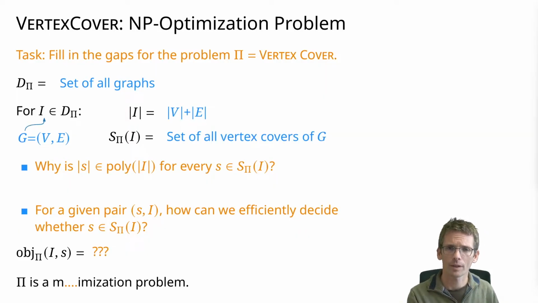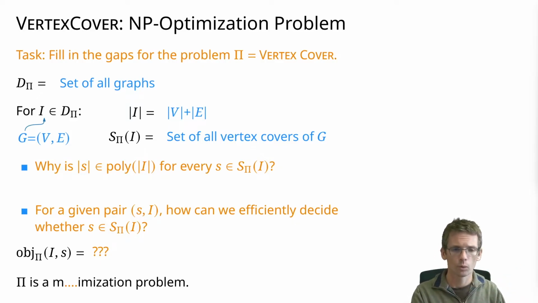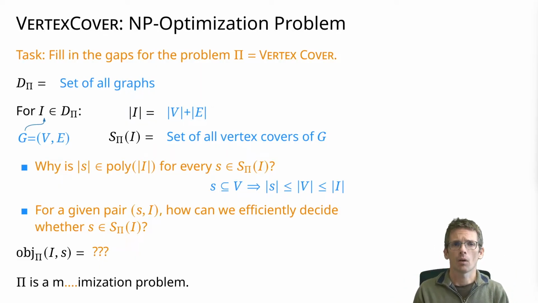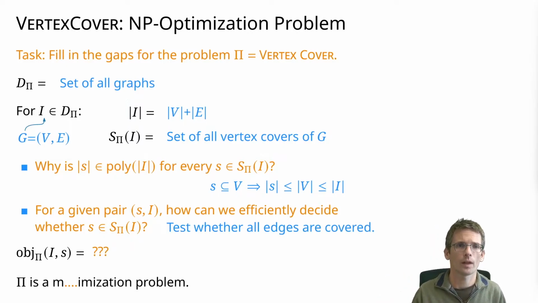Now we want to argue that the size of the solution is polynomially bounded by the size of the instance. So a solution is simply a subset of the set of vertices that obviously is bounded by the instance size, which is vertices plus edges. Now additionally, we want to be able to efficiently decide whether the solution is actually feasible. If I have a solution, I can very easily go through the set of edges and check whether it is actually a vertex cover. So also that we can do.